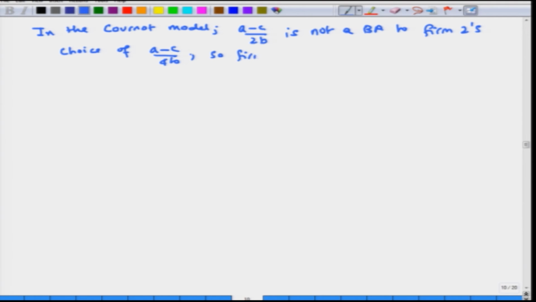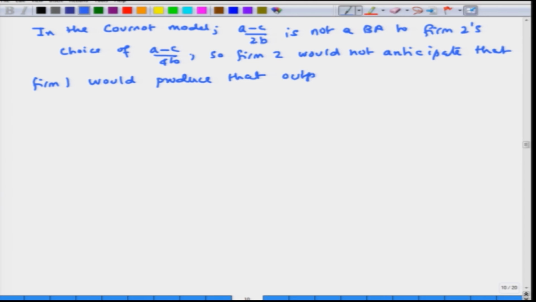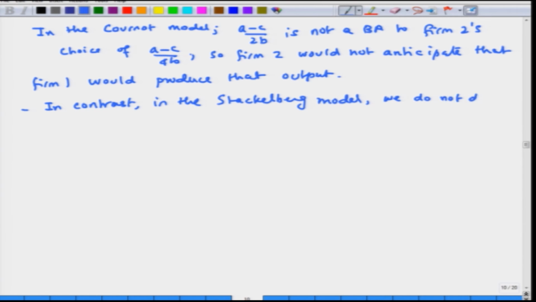So, firm 2 would not anticipate that firm 1 would produce that quantity, that output, right. So, in contrast, in the Stackelberg model, what are we doing? We are not simply deriving firm 1's best response taking firm 2's output Q2 as some number, A minus C by 4B, right. In the Stackelberg model, we do not derive firm 1's choice as a best response to Q2 equal to A minus C by 4B. This is not what we did, right.